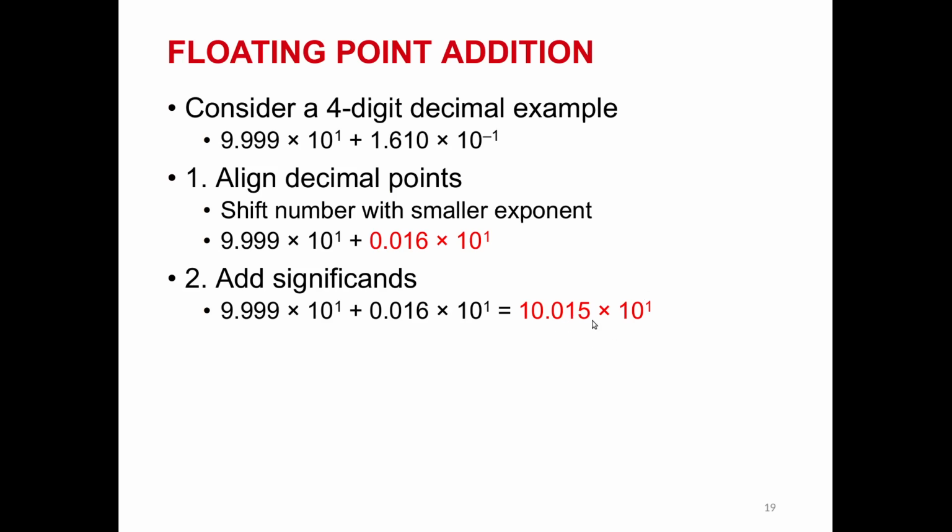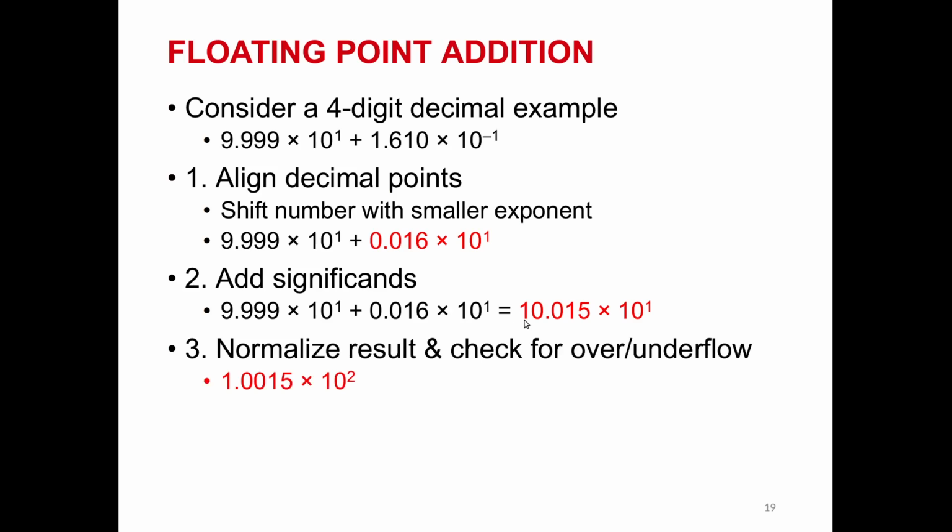If you look into this value, you can see it has 2 digits at the beginning, so it is out of the format. That is a 1 digit and then point something. So we will need to normalize the result and check for overflow and underflow. We do that by shifting this value to the right together with adding one more to this exponent, and so we have the new value of 1.0015 by 10 power 2.